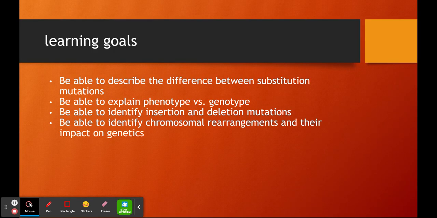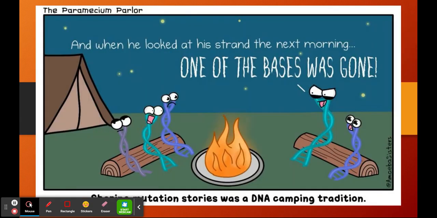So let's do that. Today we're going to finish up the difference between substitution mutations. There's many kinds we'll talk about, so you should be able to know how to distinguish between all of them. We're going to talk about genotypes versus phenotypes. We're going to talk about this in genetics some more, but I figured I'd just introduce it today because you're going to see these terms thrown around. Also, you should know the difference between insertion and deletion mutations. We will talk about chromosomal rearrangements next class.